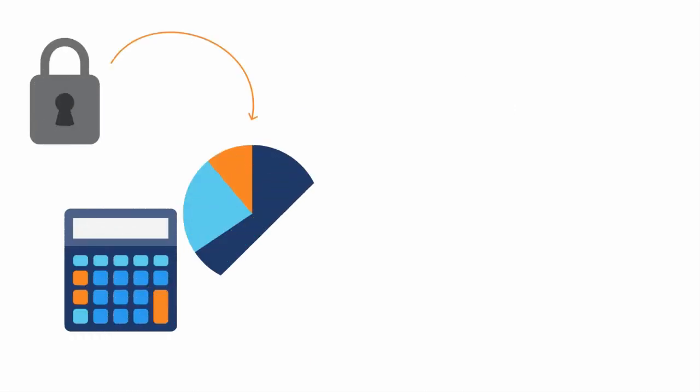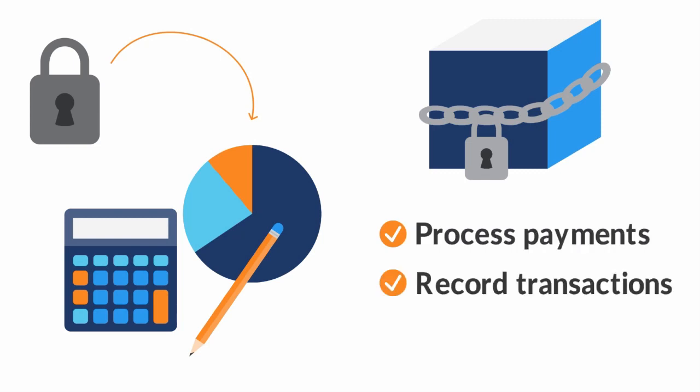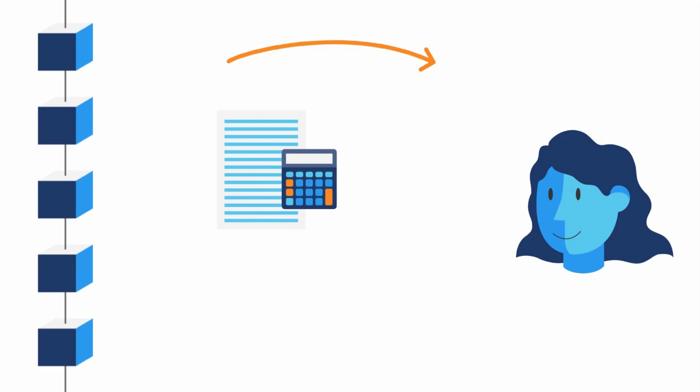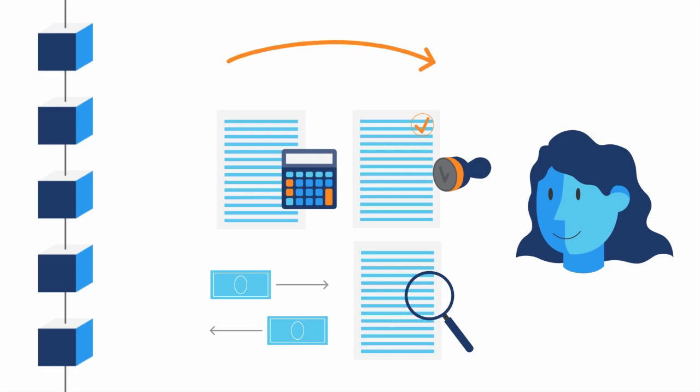The security of blockchains makes them an ideal tool to use in accounting. Because they're so secure and resistant to modification, blockchains can be used to securely process payments, record transactions, and execute documents. As a result, blockchain technology may replace certain aspects of an accountant's job, such as bookkeeping, verifying transactions, maintaining and reconciling ledgers, and auditing.